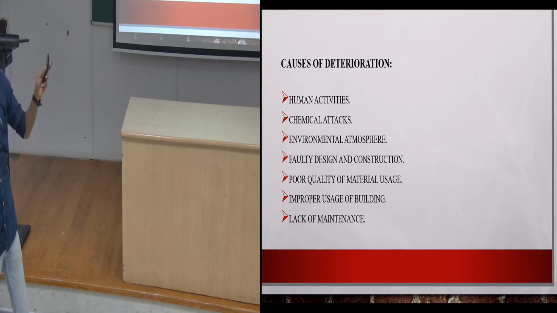For example, we design a residential building, but after a long period we use that building for industrial purposes. So we have to apply some huge load such as equipment or anything else. Due to the application or increase in load level, some other deterioration occurs on the existing buildings, and lack of maintenance. So this is the most important.